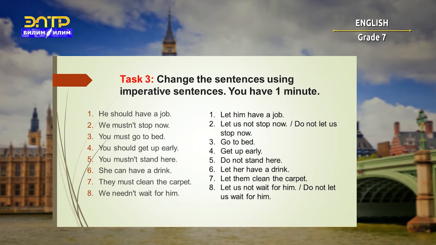Number 3, you must go to bed. The answer is go to bed. Number 4, you should get up early. The answer is get up early. You mustn't stand here. The answer is do not stand here. She can have a drink. Let her have a drink. Number 7, they must clean the carpet. Let them clean the carpet. Number 8, we needn't wait for him. The answer is let us not wait for him, or we can also say do not let us wait for him. If you got all your answers right, great job.